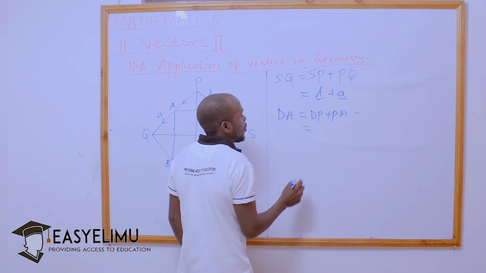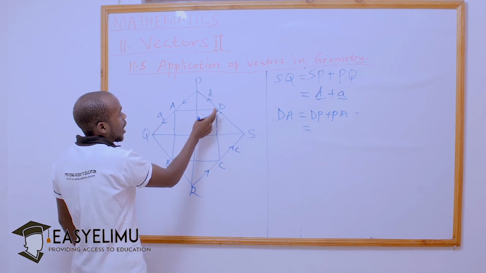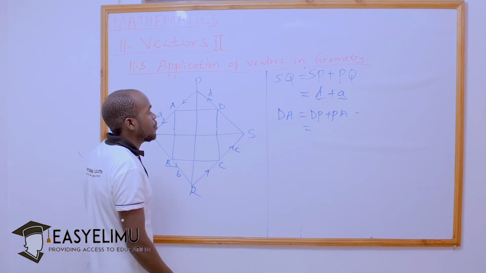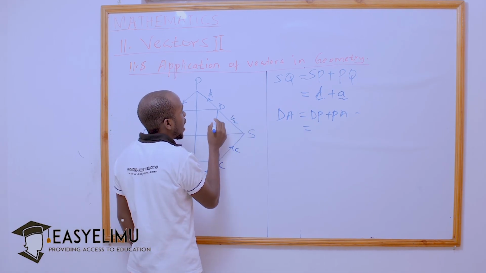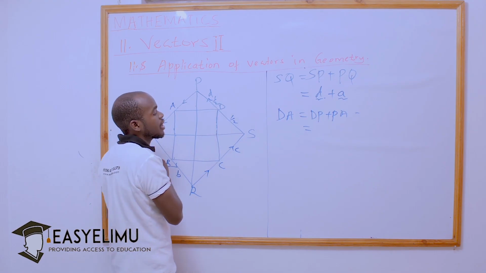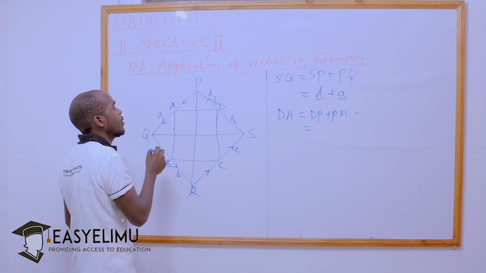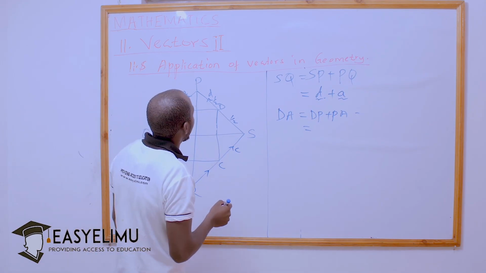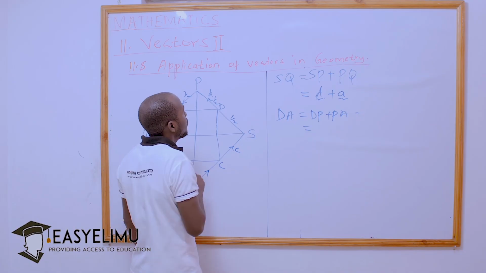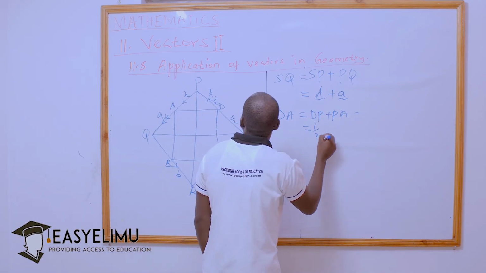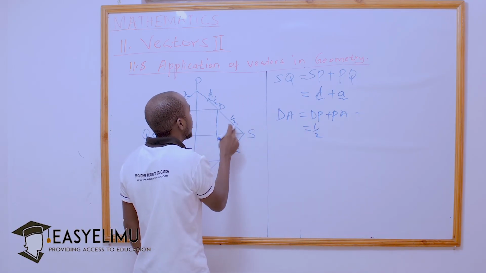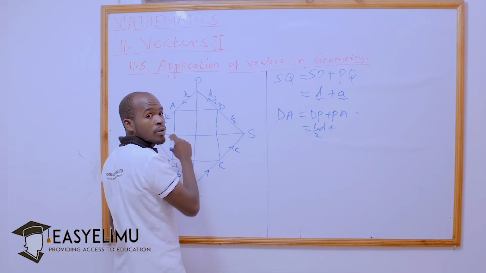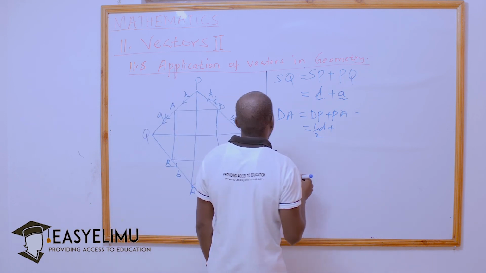And that one can be found by taking, actually here, since we have been told this is the midpoint, D is the midpoint of PS, it means that this is a half, this is a half, they are in the ratio of 1 to 1, so it's a half. Here is a half, also this is a half. So we shall have found that that one will be given as a half of D, plus a half of the other one, which is A.